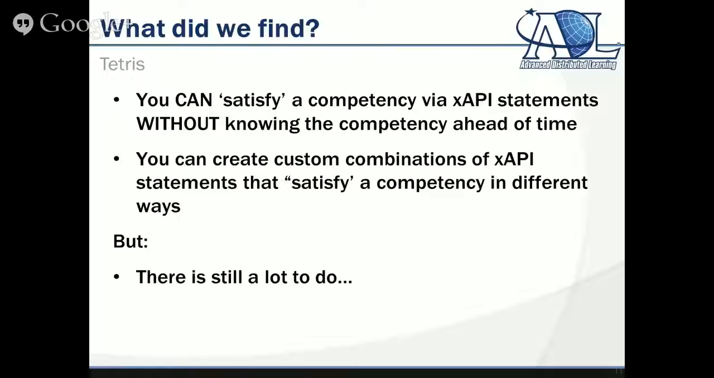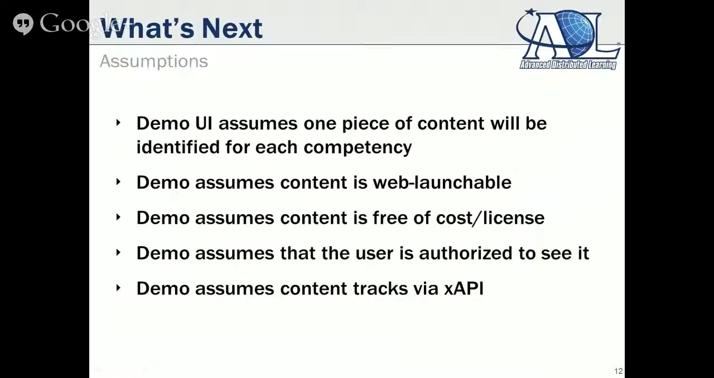So just like in the other slides where we have what did we find, we have the caveats. And in this one, there's still a lot to do. So I've got a couple slides to talk about some of the assumptions that were made in the demonstration that you may or may not have noticed. So first of all, the demonstration assumes that when it dynamically found content from the learning registry, that it was a web-based piece of content and that I could launch it and it didn't require additional security and there was no cost or license for it.